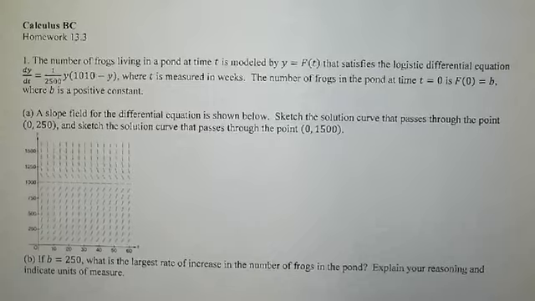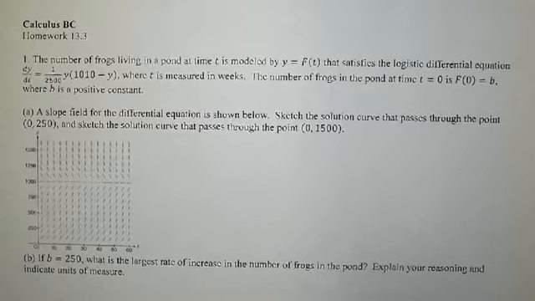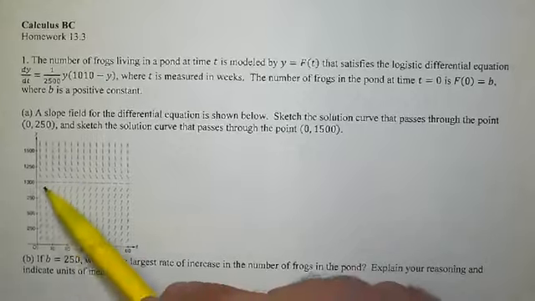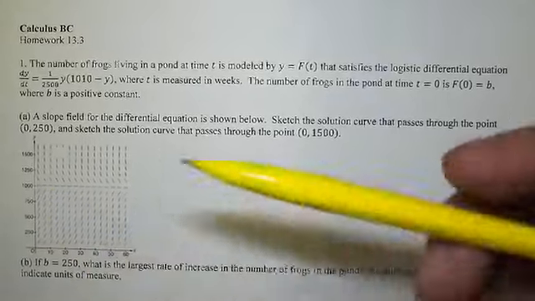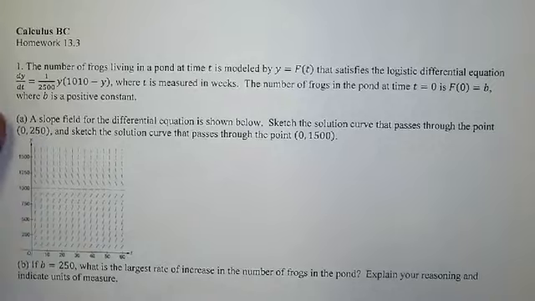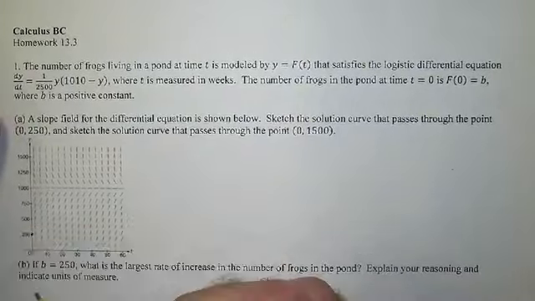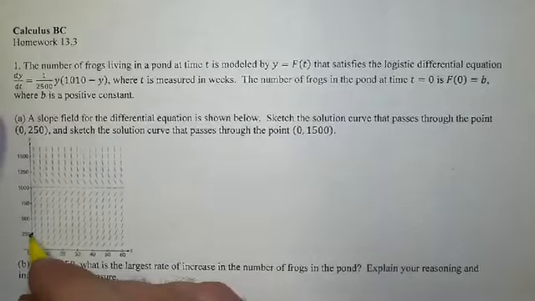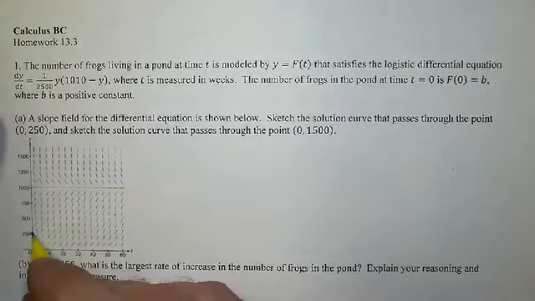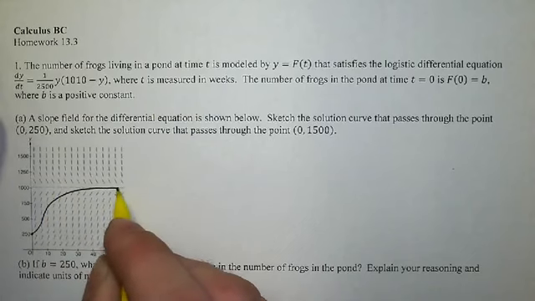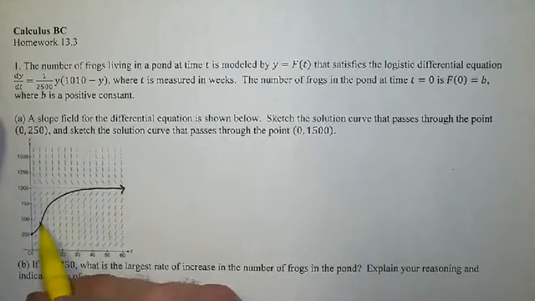Okay, so what I know for a fact, just looking at this differential equation, is that the carrying capacity is 1010. And you can kind of see that right here on the slope field. Okay. So we want to sketch the solution curve that passes through the point (0, 250). Okay, and so we know what this is going to look like. It's going to have kind of an S shape, and it's going to need to approach that horizontal asymptote.